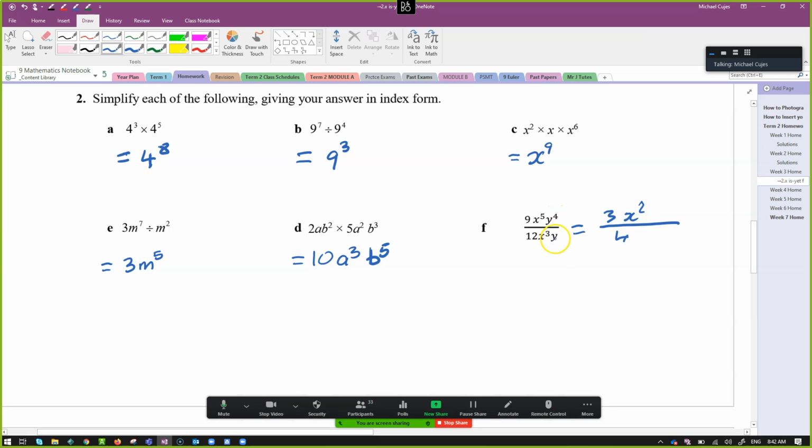4y's on the top, 1 on the bottom. 1 of them can cancel. I'm left with y cubed on the top. So our final answer there, 3x squared y cubed divided by 4.